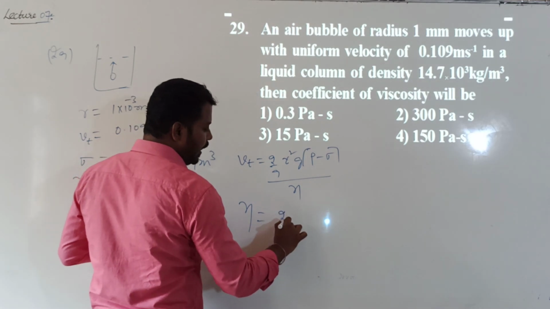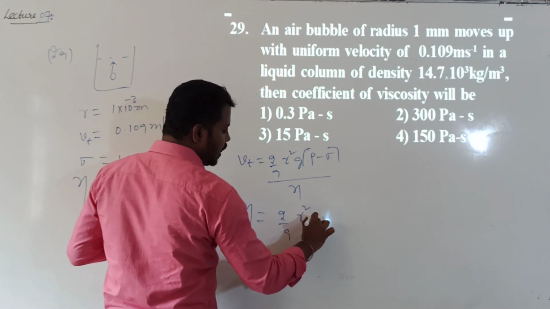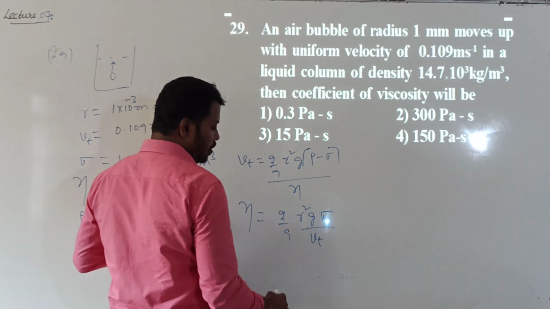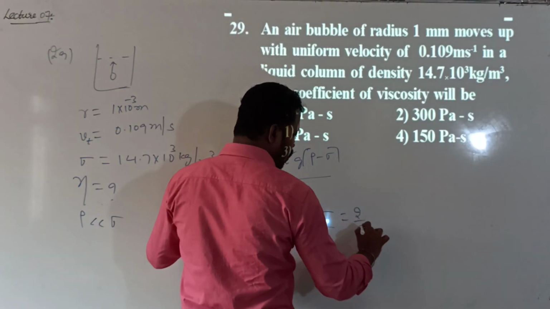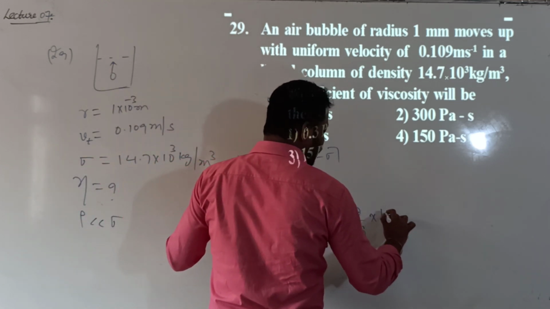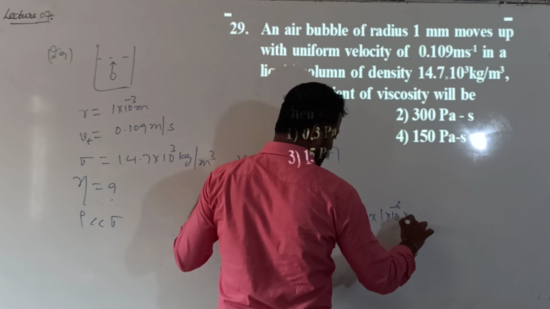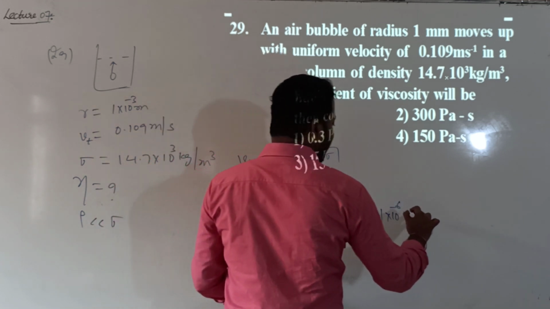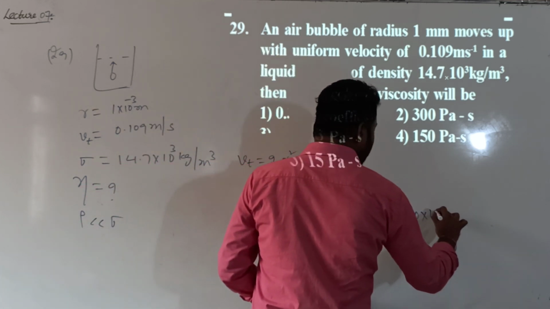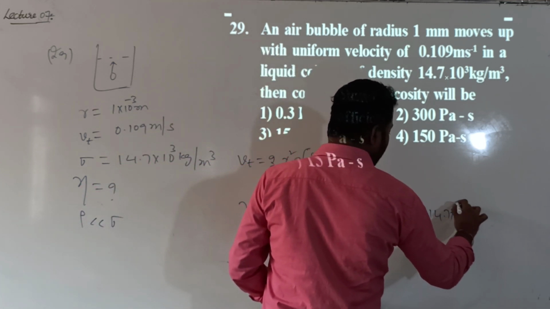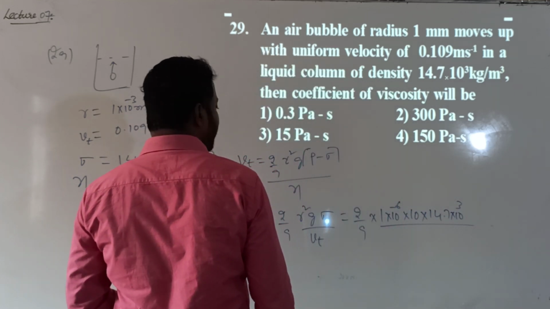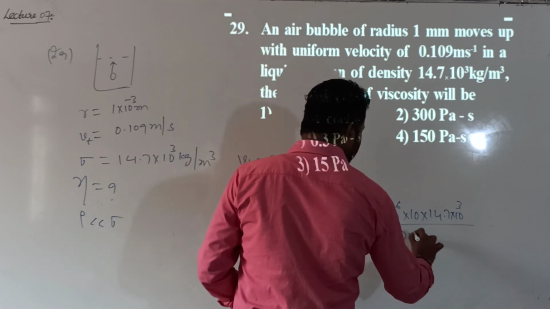So eta is given by 2 by 9 into r square into g into sigma divided by Vt. Substitute the values. 2 by 9 into r square, that is 1 into 10 power minus 6, into g value 10, into sigma value 14.7 into 10 to the power of 3, divided by the Vt value, that is 0.109.